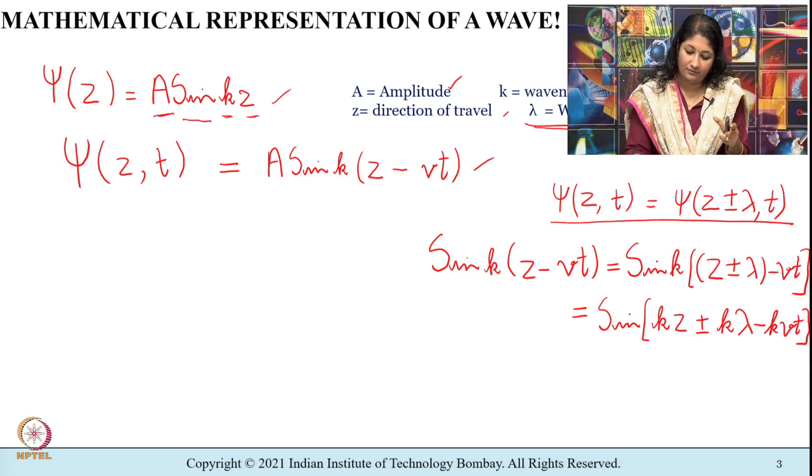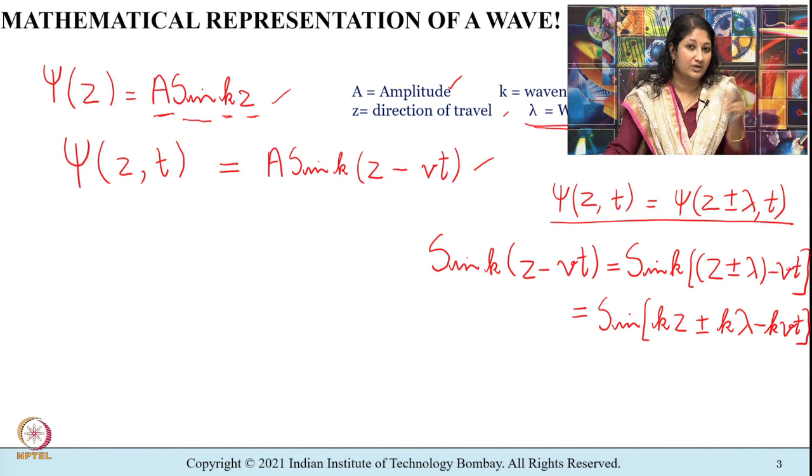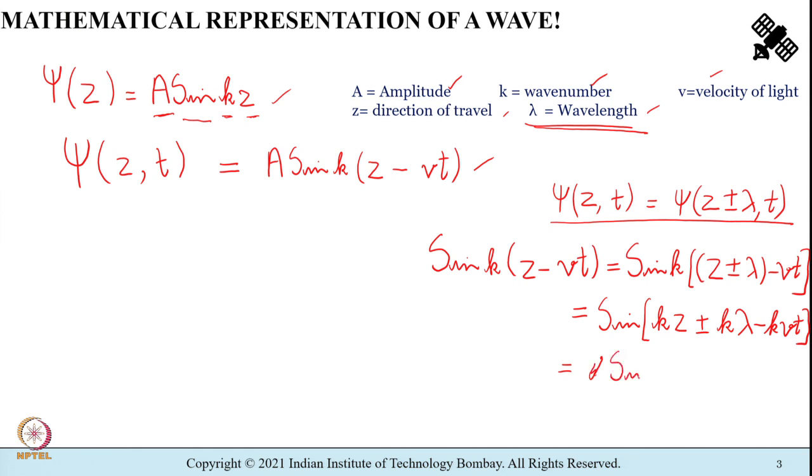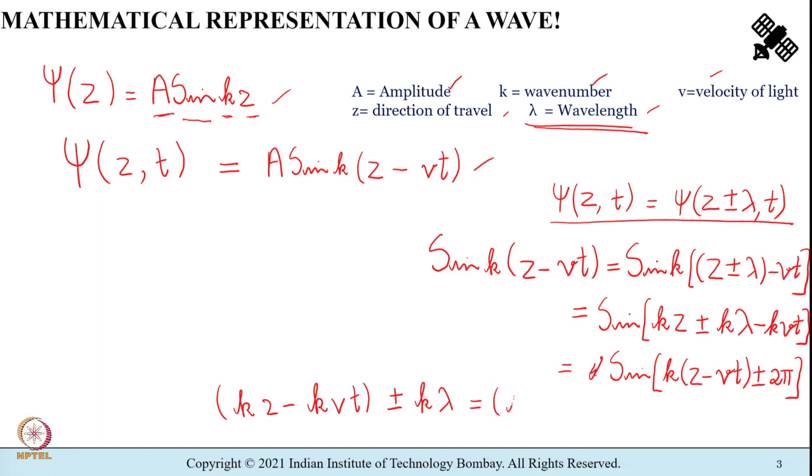Okay. For a harmonic wave, whatever we have written is equivalent to changing the argument of the function by plus or minus 2 pi, which means I can write it as sin k(z minus vt) plus or minus 2 pi, which gives us kz minus kvt plus or minus k lambda equal to kz minus kvt plus or minus 2 pi.